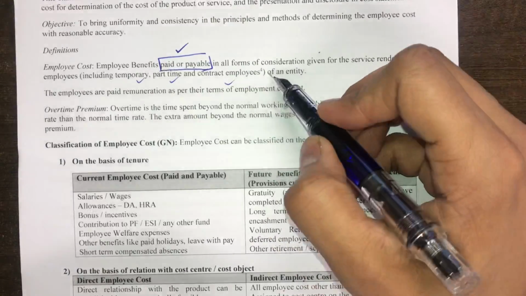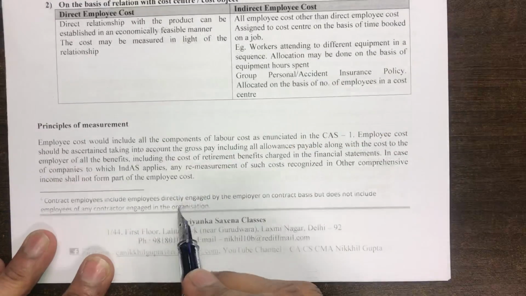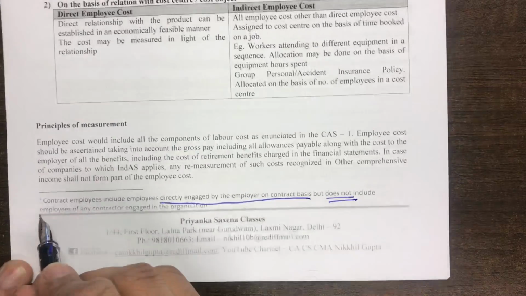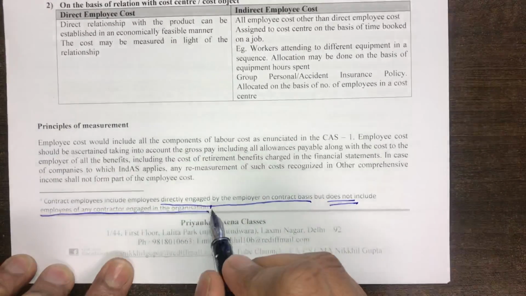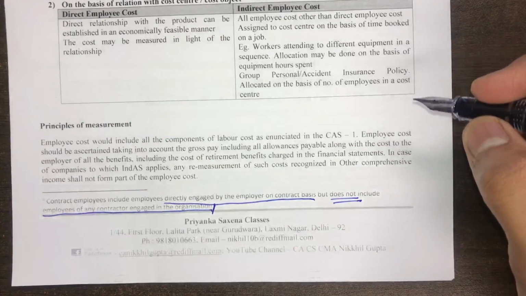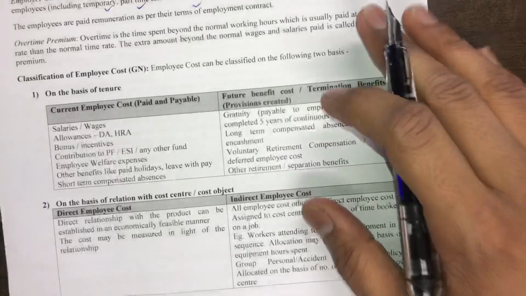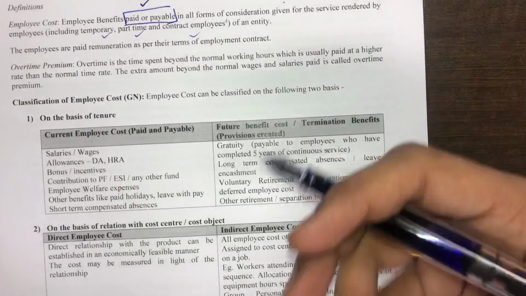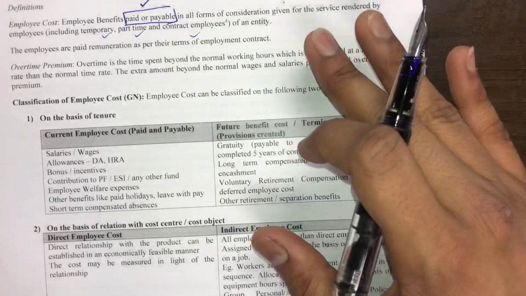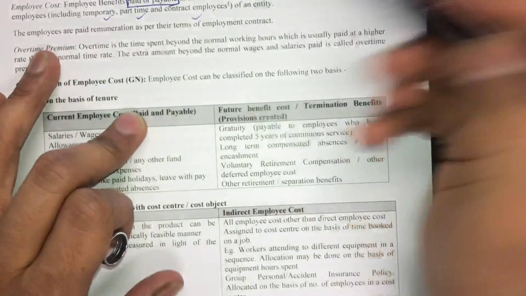The definition of contract employee is given in footnote number 4, which says that contract employee includes employees directly engaged by the employer on contract basis, but does not include employees of any contractor engaged in the organization. So if the organization employs an employee on a contract basis, then that employee will form part of employee cost. But if the organization engages a contractor who supplies employees and the employees are on the rolls of the contractor, then that expense will not be categorized as employee cost. So this is a critical point which you need to remember in the definition of employee cost.